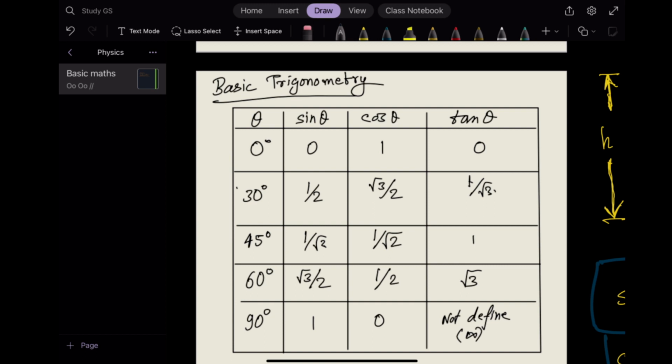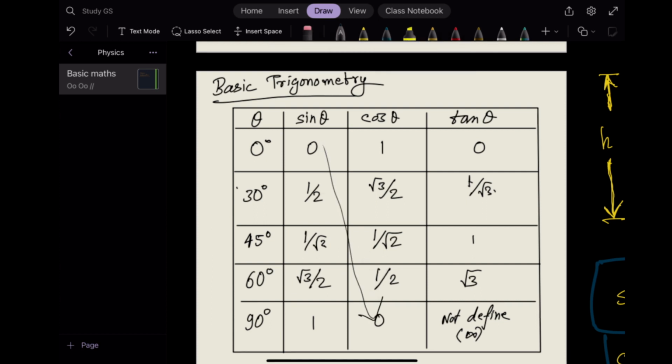So if you know the values of sine theta, just reverse the order, and you will get the values of cos theta. Just make it opposite.